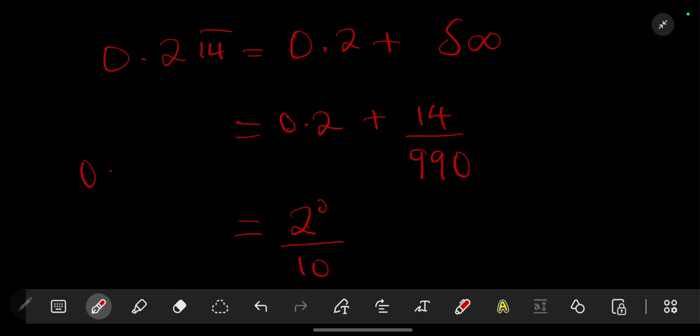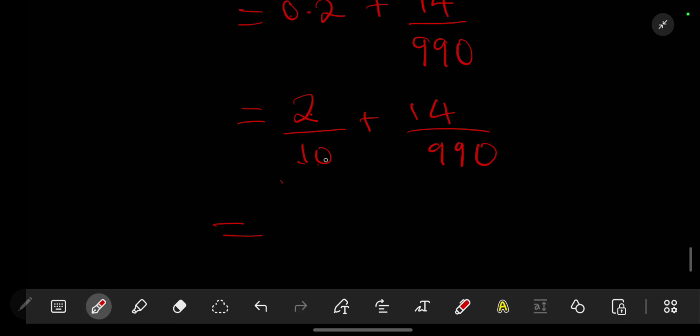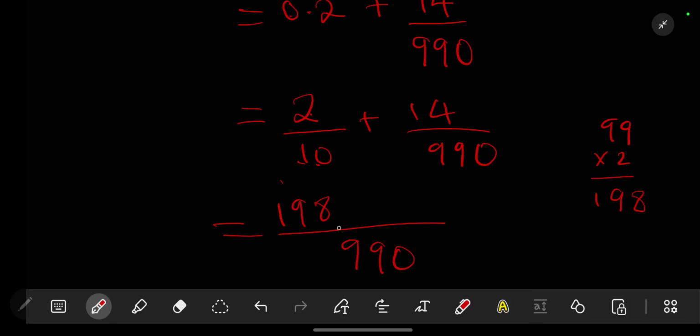You add a 0, 20 divided by this is 0.2. So just that number divided by 10. So this gives us a value of plus our 14 over 990. So the common denominator, since 10 can enter into 990, we say 990 like that. Then we say 990 divided by 10, it's 99. 99 times the 2, it will be 198. So we say 198. 990 divided by 990 is 1, times 14, that would be 14.